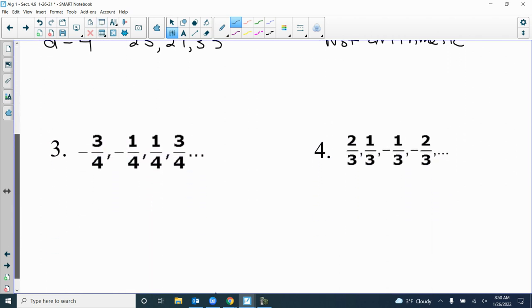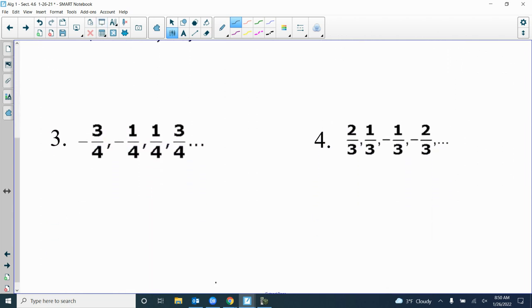All right, now 3 and 4. They throw some fractions at you. Some of you don't really like fractions, but you got to be able to do this. So you got to take a look at negative 3/4, negative 1/4, 1/4, 3/4. We already answered that. That's not arithmetic. Keep up. Just gotta look at the numerators, right? The denominators are the same? Yeah, you could just do that.